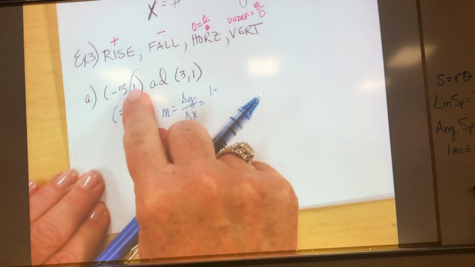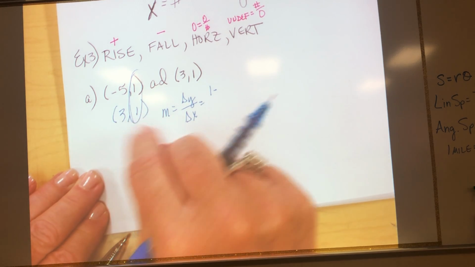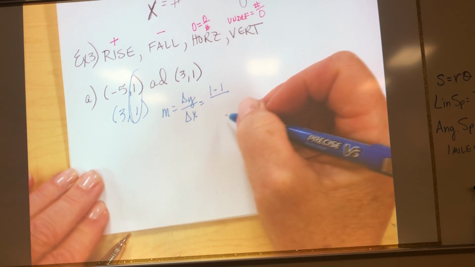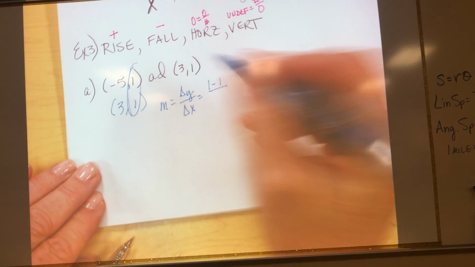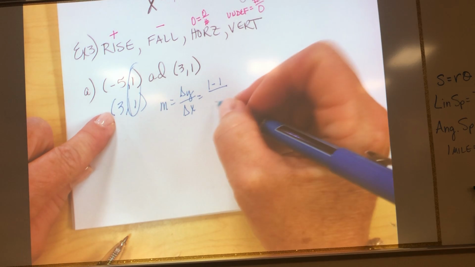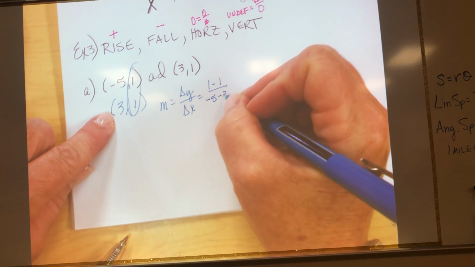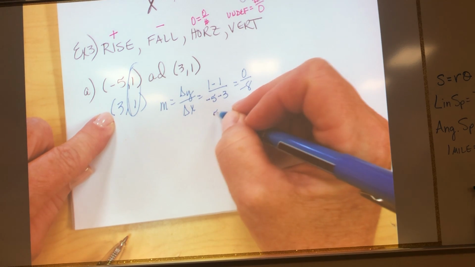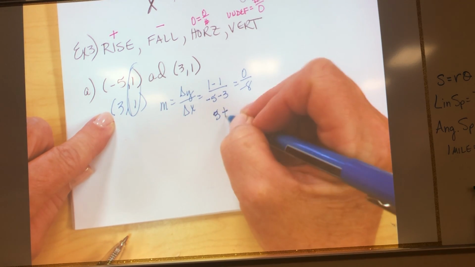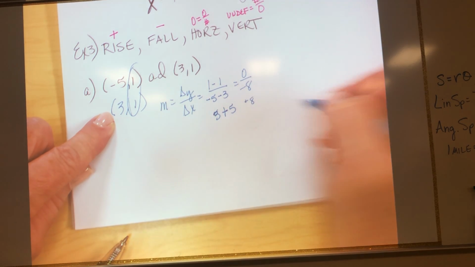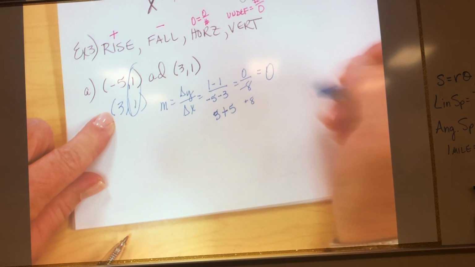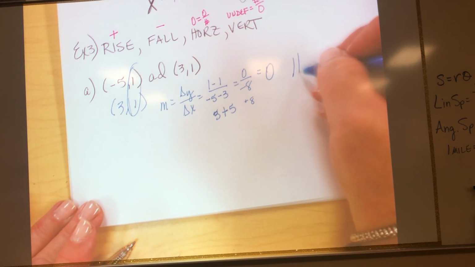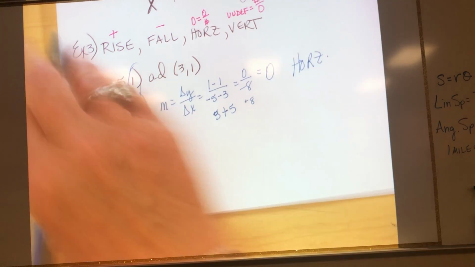Did y'all go 1 minus 1? We can stop right there, because it really doesn't matter what's on the bottom. But I'm going to go ahead and finish. On the bottom, you could have said -5 minus 3 and gotten 0 over -8, or you could have said 3 minus a -5 and gotten 0 over 8. Either way, it is 0. So does it rise, fall, horizontal, or vertical? Horizontal. Very good.